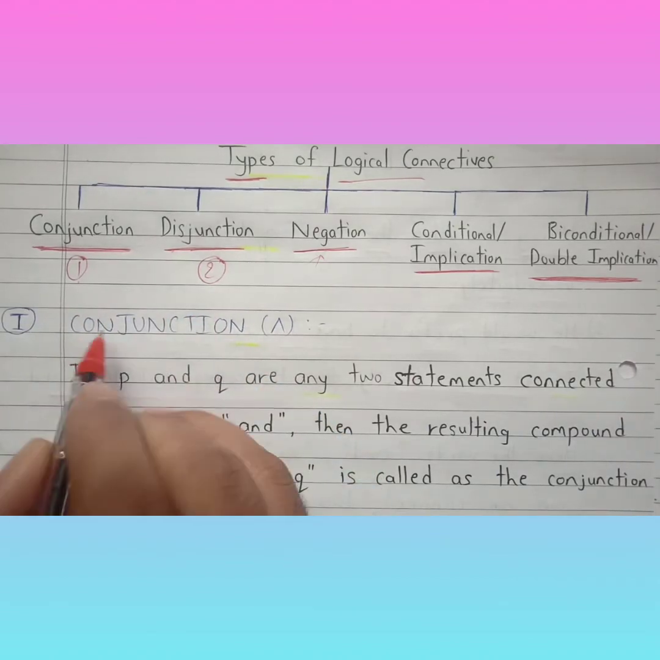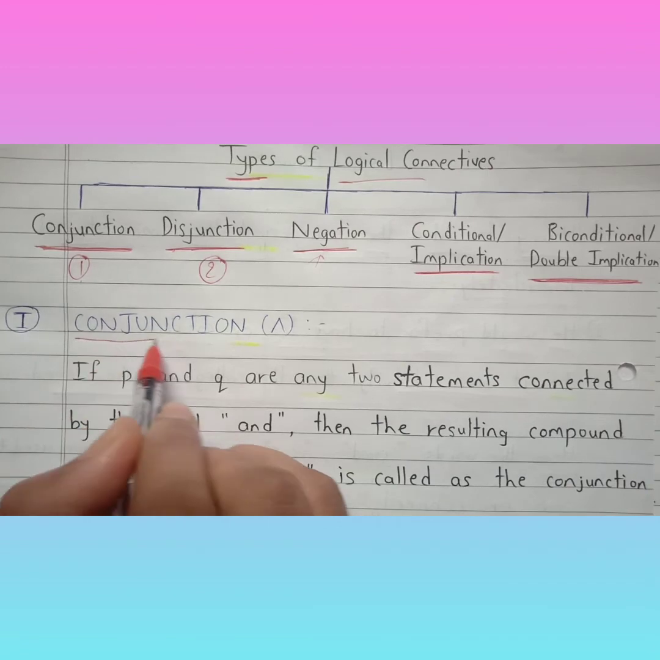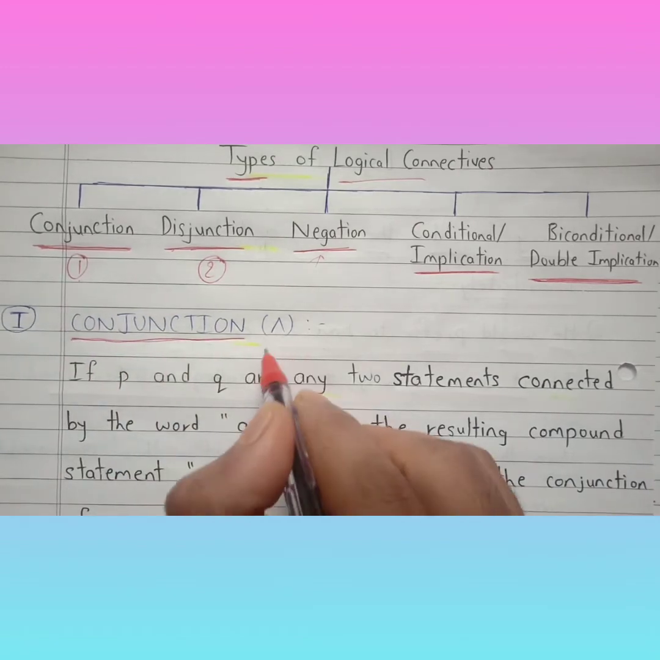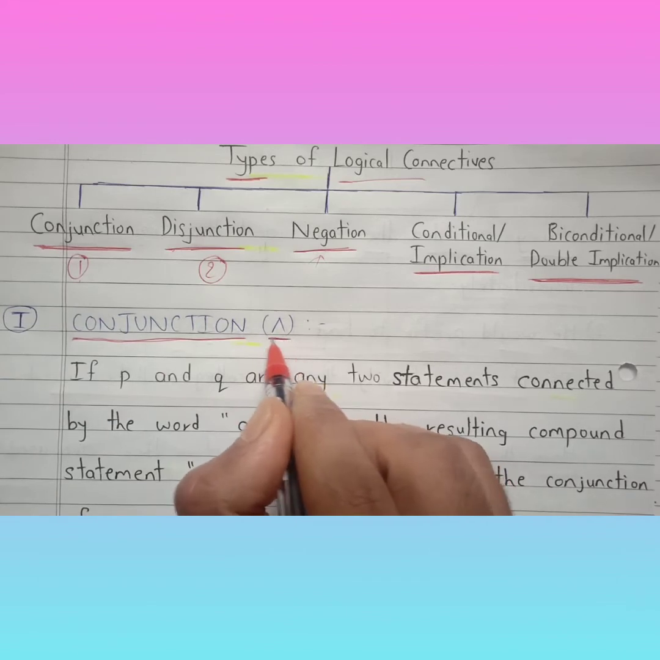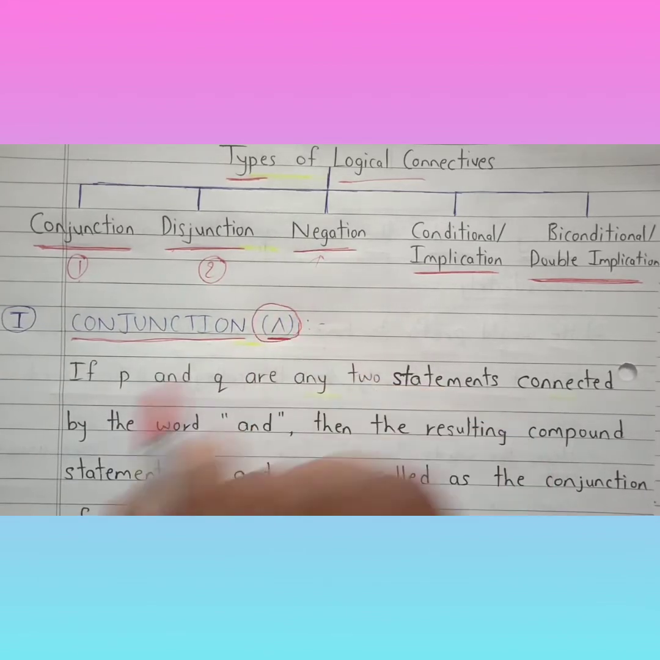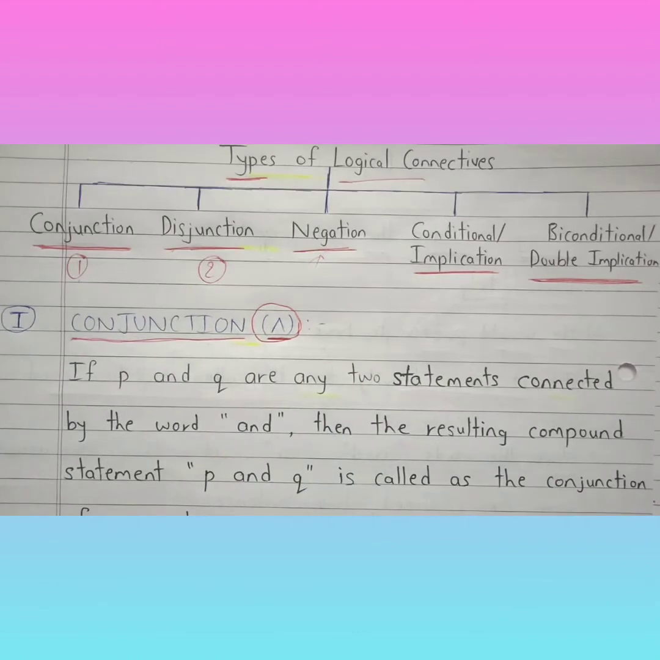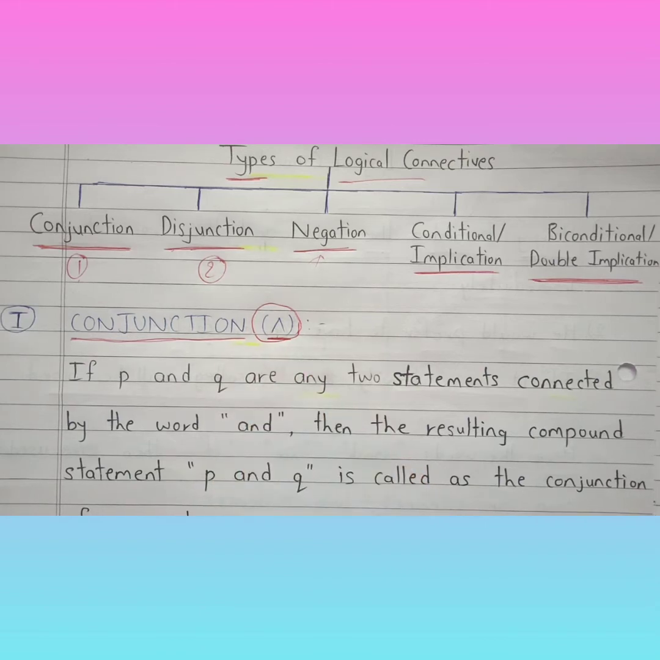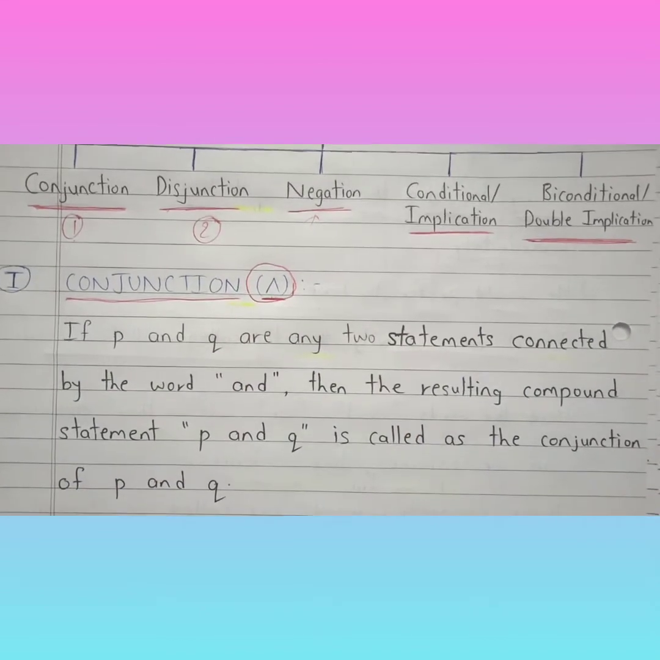As you can see here, I have written conjunction. This is the symbol for the conjunction. You can remember this as the symbol of the conjunction. You can call it an inverted V, but generally it is called conjunction only. Now let's first see the definition of conjunction.